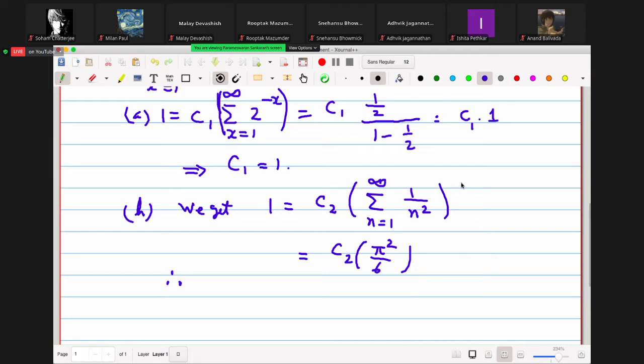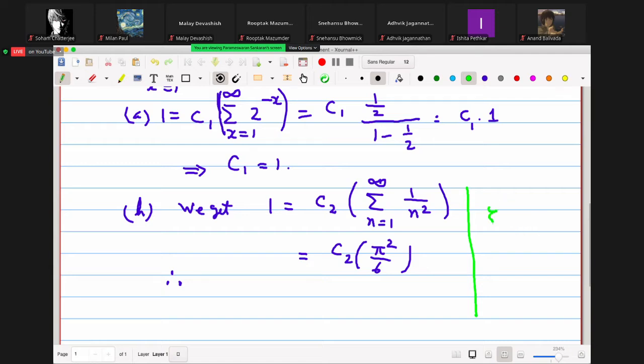By the way, in an exam, if it comes, can we just say that it is the inverse of that sum? Inverse of what? If like C equals 1 by zeta 2, will that suffice? Yeah, yeah. Okay, so I was about to say that.